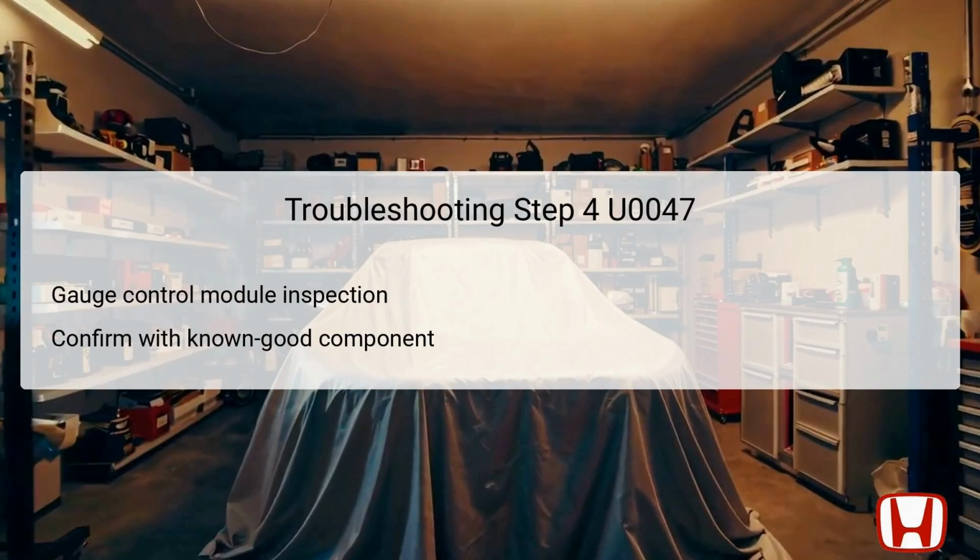If replacing the gauge control module resolves the symptoms and clears the DTC, the original module is confirmed faulty. However, if issues remain, further analysis of wiring connections and configurations may be required.